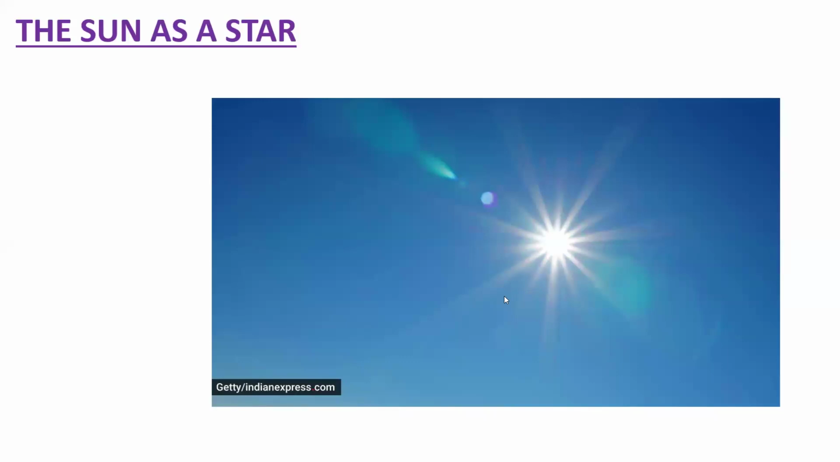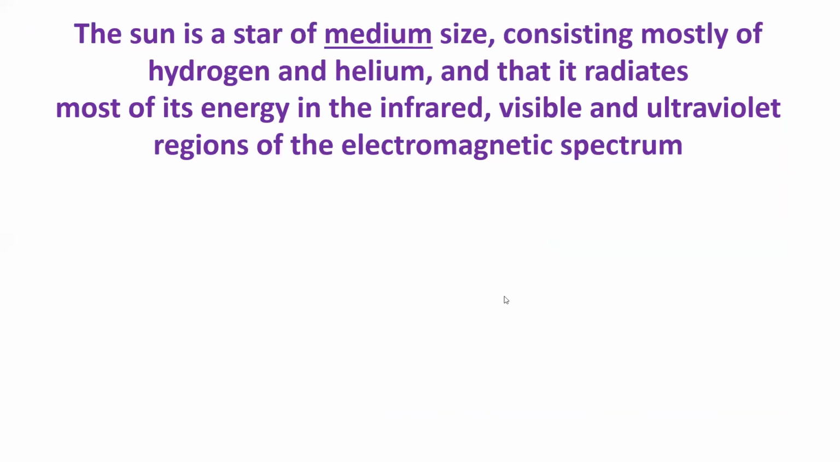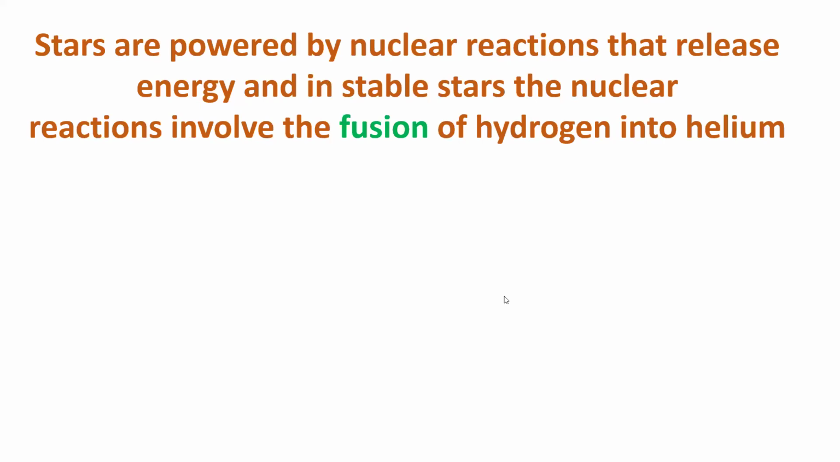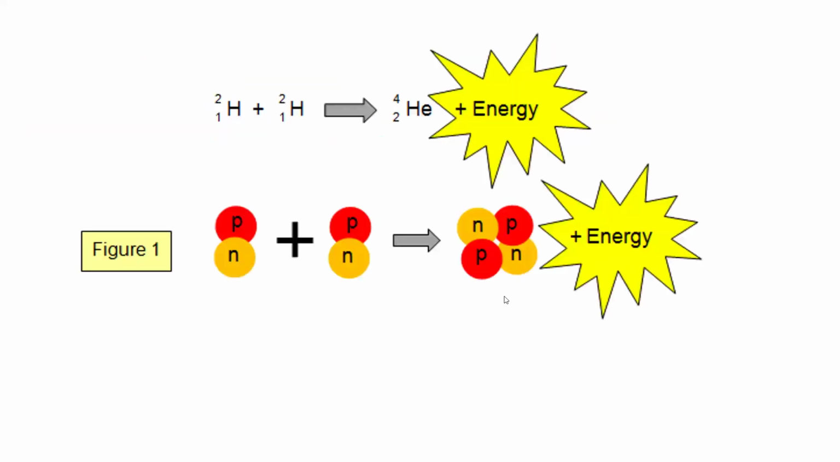Our sun is a star, not a very big one actually compared to others, but for us, it's very big. The sun is a star of medium size. It generates a lot of energy because of the fusion of hydrogen nuclei, and this radiates energy in the infrared, visible, and ultraviolet region. So stars generate their energy by nuclear fusion. So sun is a star.